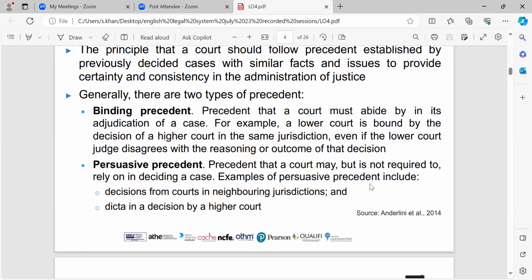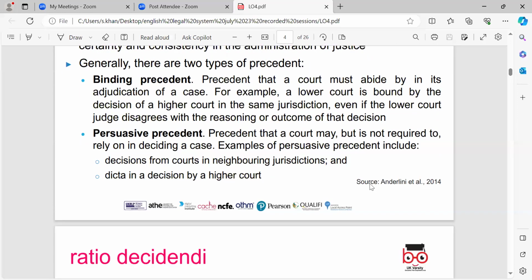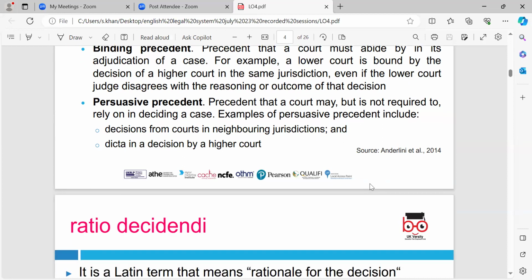Binding precedent, precedent that a court must abide by in its adjudication of a case. For example, a lower court is bound by a decision of a higher court in the same jurisdiction, even if the lower court judge disagrees with the reasoning or the outcome of that decision, and persuasive precedent. This is where court is not required to rely on decided cases. Examples of persuasive precedent include decisions from courts in neighbouring jurisdictions, and dicta in a decision by a higher court.